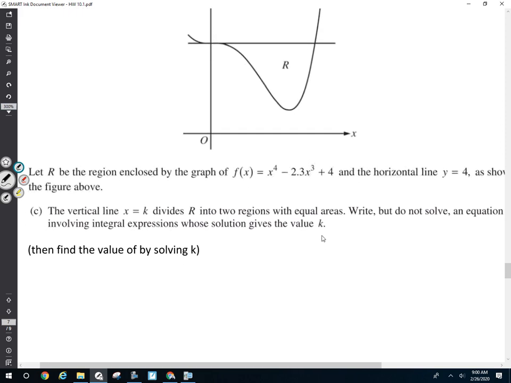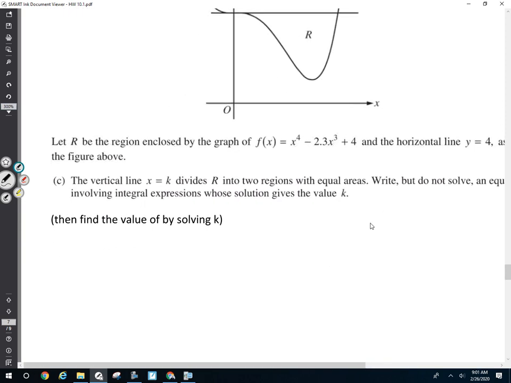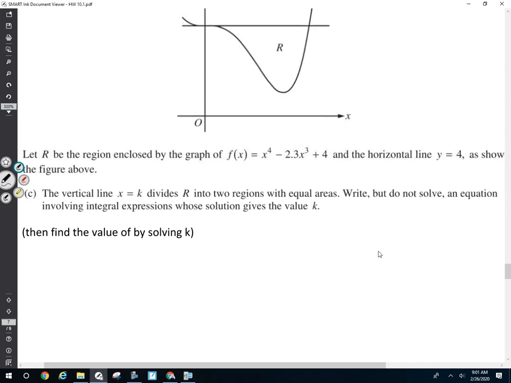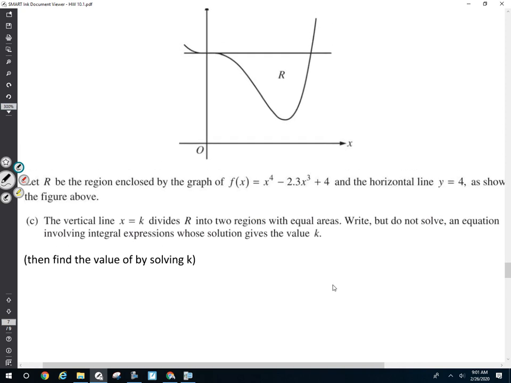Vertical line x equals k divides the region into 2 equal areas, right? But do not solve an equation that involves integral expressions whose solution gives a value k. Watch how I can do this without having to plug in anything into my calculator. Here's x equals k. Oh, I have to plug something into my calculator. I have to figure out what this intersection is. Oh, then I asked you to find the value by solving. Okay, never mind.